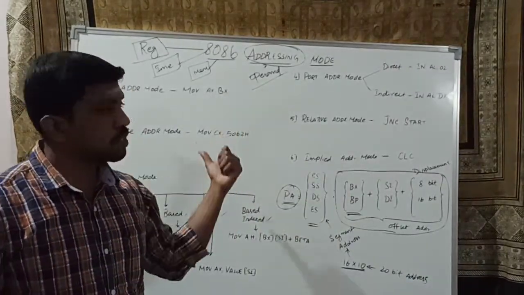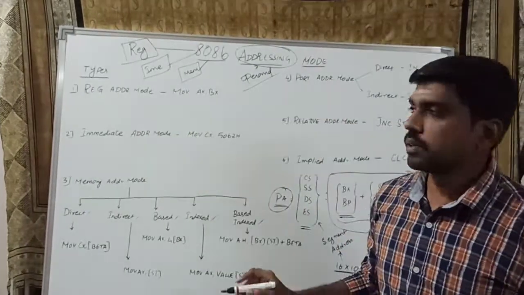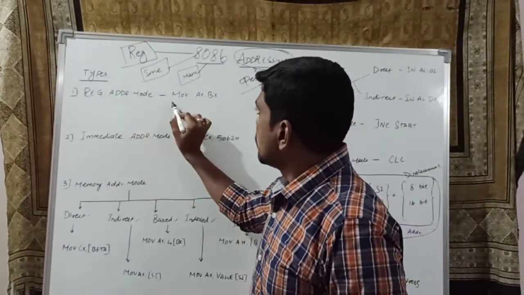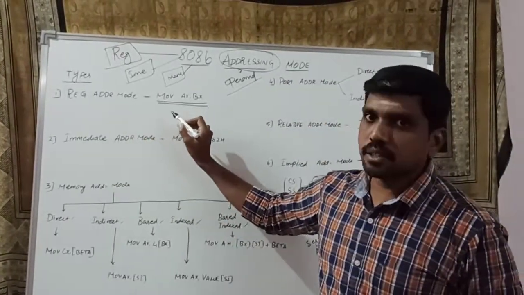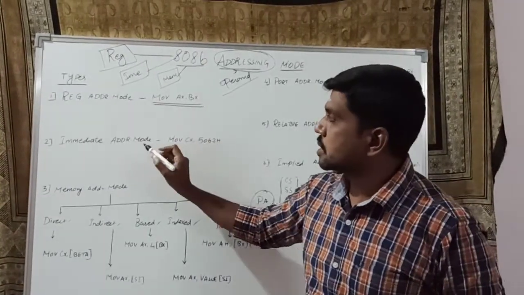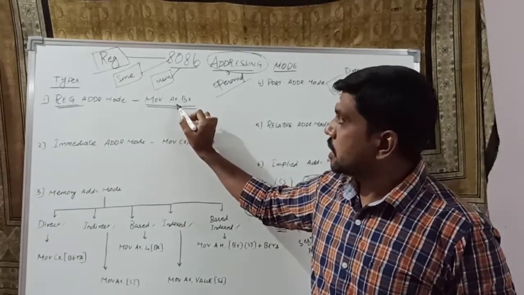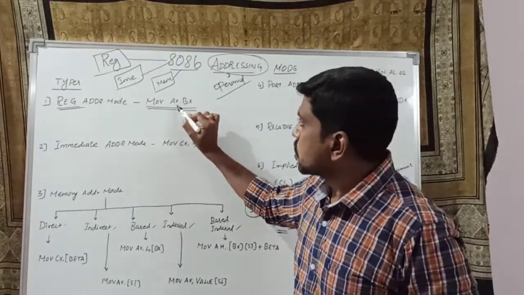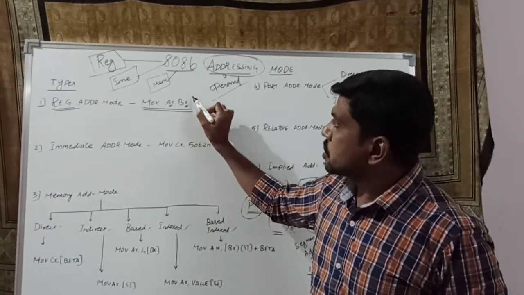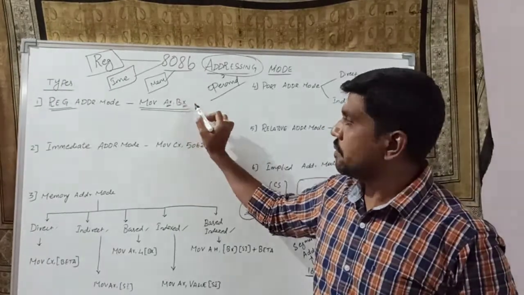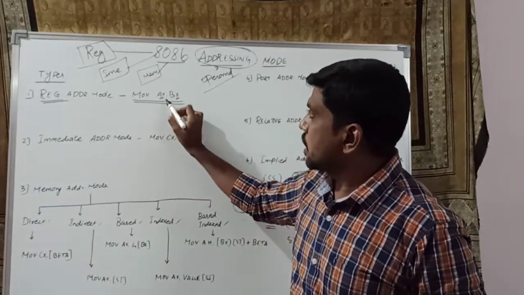Okay, now we discuss one by one. The first type of addressing mode is register addressing mode. What is register addressing mode? Here we take one example instruction: MOV AX, BX. As the name itself says, the instruction only mentions registers, here AX and BX. The operand is stored inside the register, not as a visible value.